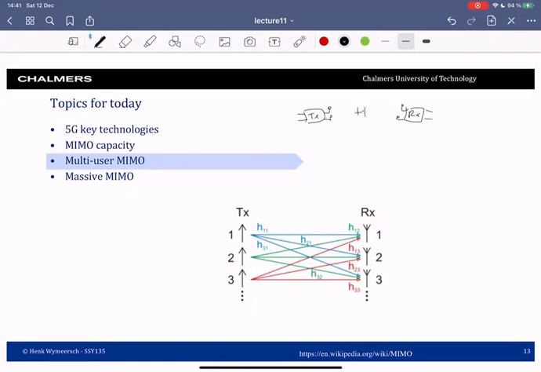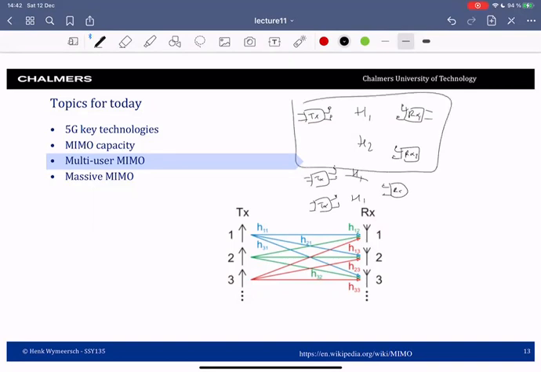Now we will have possibly multiple receivers, each with their own channel, receiver 1, receiver 2, or we will have a case with multiple transmitters and a single receiver, each with their own channel. Okay, so we have this case with multiple receivers, or this case with multiple transmitters.